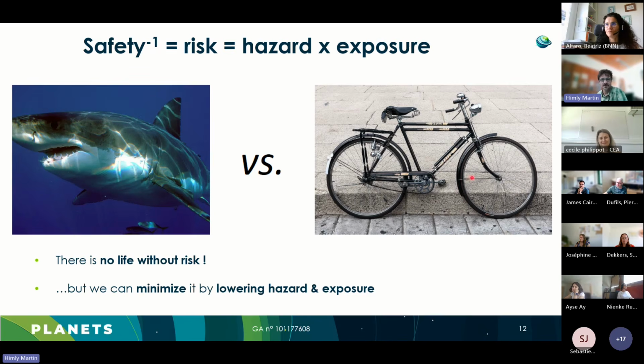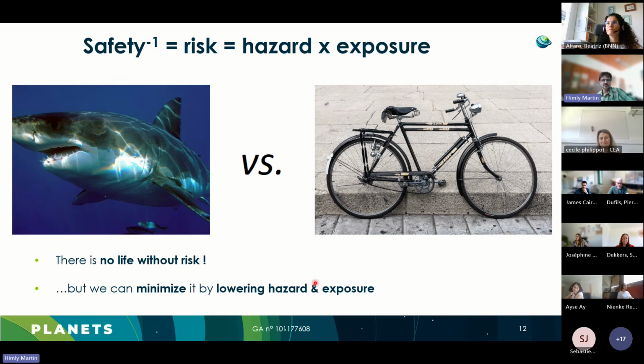It could be rather probable that I'm hit by a bike and might hit my head or something and would die from a bike accident, although a bike is not a very hazardous instrument. So there is no life without risk, and by minimizing either hazardness or exposure, so one of them also, we can already minimize risk.